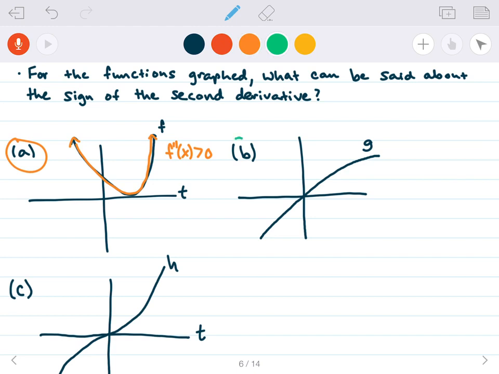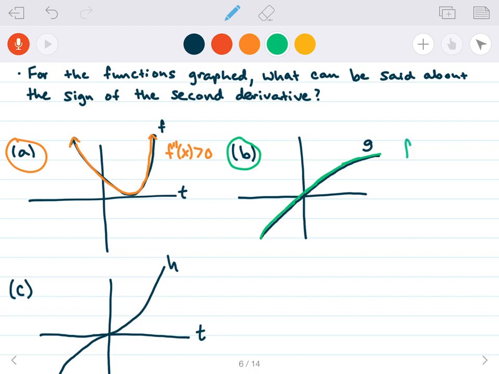Now let's look at B. So B, this thing, it's not exactly a straight line. It's a little bit flat. And so we can deduce from this that this thing is concave down, right? It's like a flattened upside down U shape. And it appears to be concave down throughout, negative infinity to positive infinity.